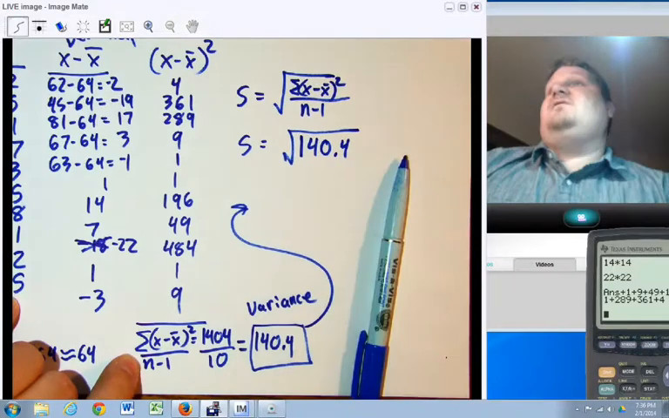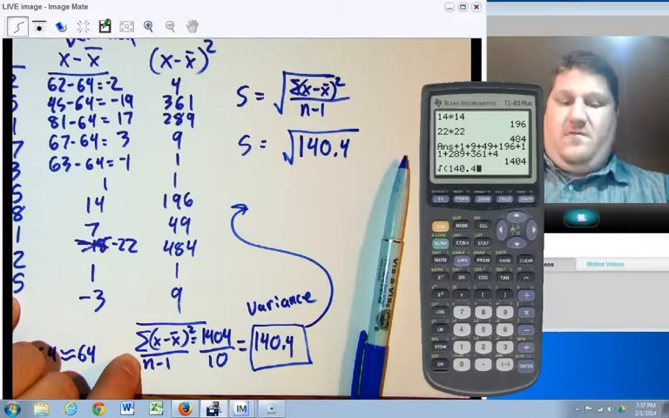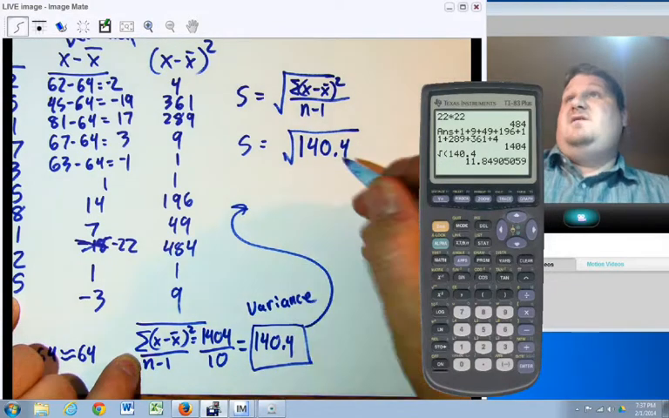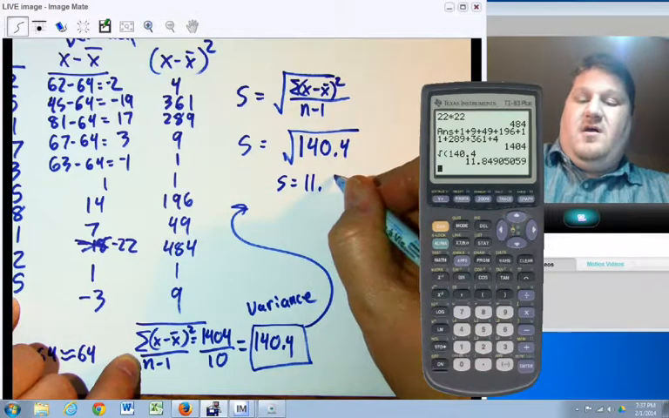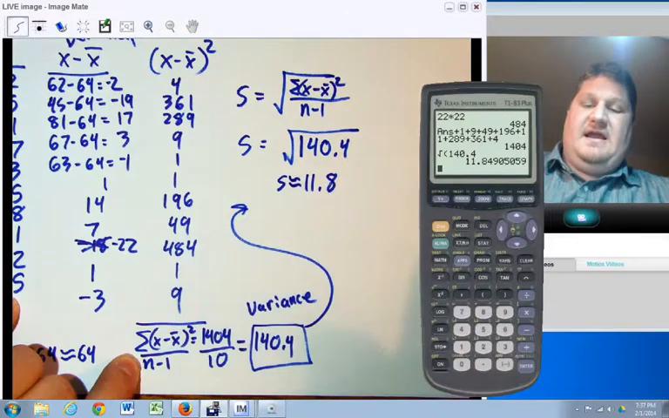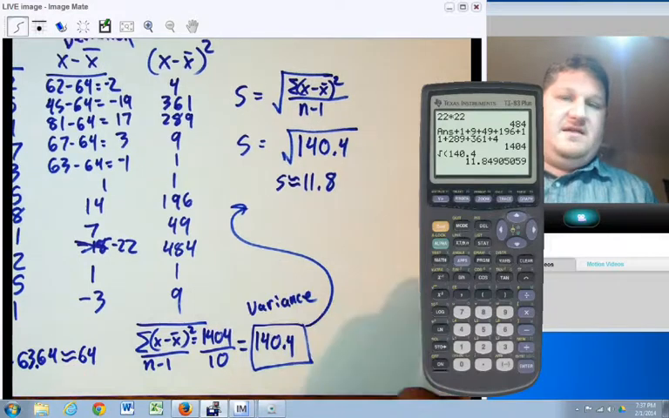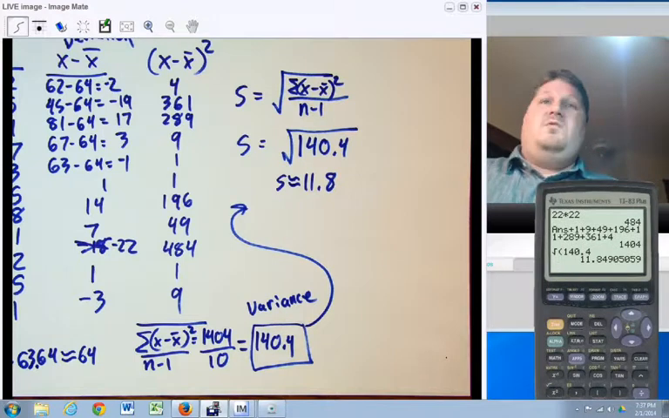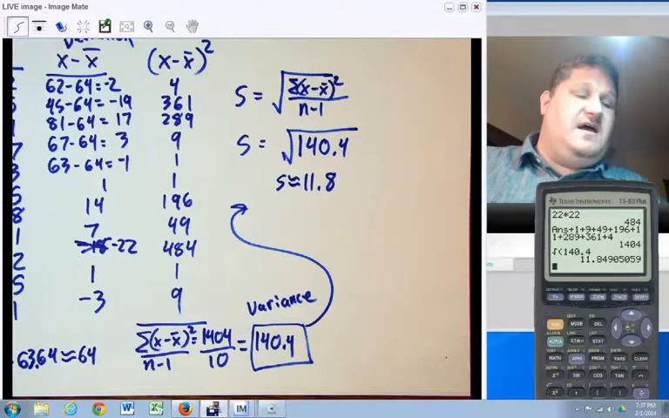So let's grab it and do it. I have second square root 140.4. Answer is 11.84. S equals 11.84, or approximately 11.8. Now remember, it's not going to be an exact match because I did round my mean, did round my average a little bit to make it easier. But what we're looking for is an approximate expected change of about 11.8.